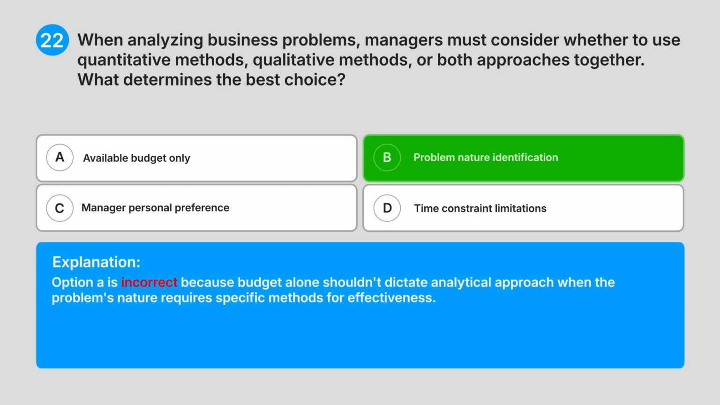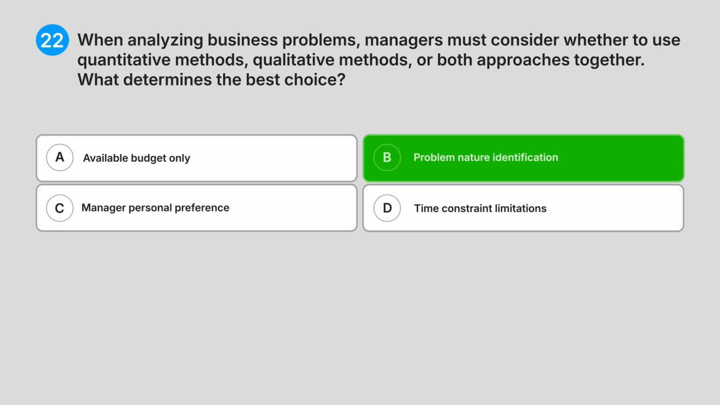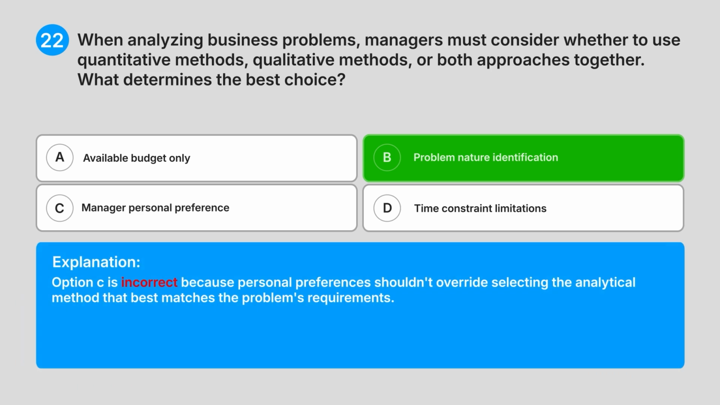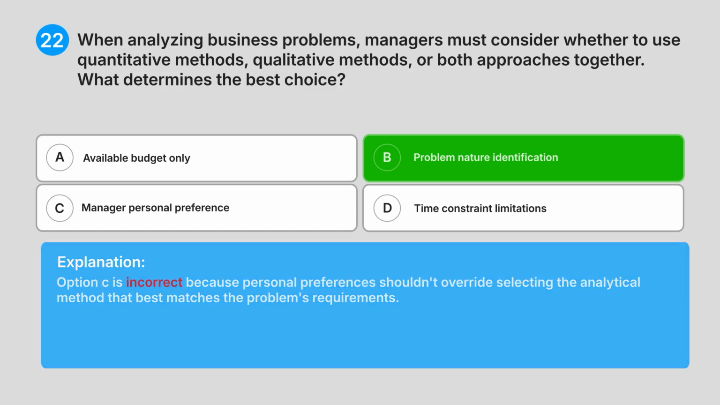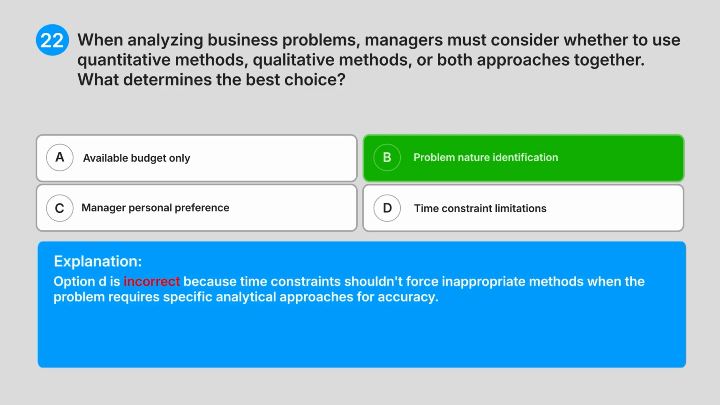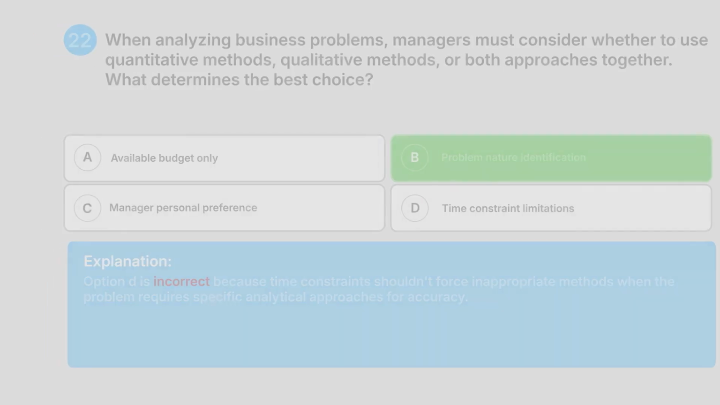Option A is incorrect because budget alone shouldn't dictate analytical approach when the problem's nature requires specific methods for effectiveness. Option C is incorrect because personal preferences shouldn't override selecting the analytical method that best matches the problem's requirements. Option D is incorrect because time constraints shouldn't force inappropriate methods when the problem requires specific analytical approaches for accuracy.